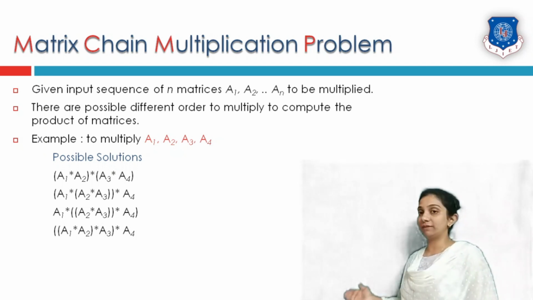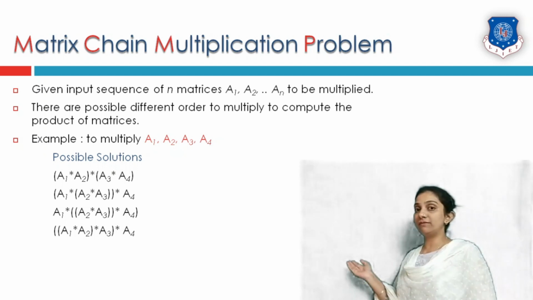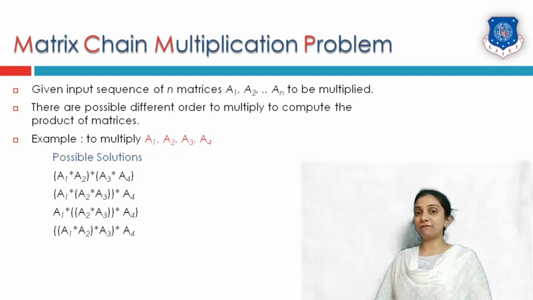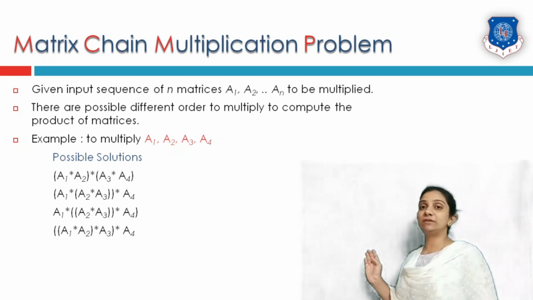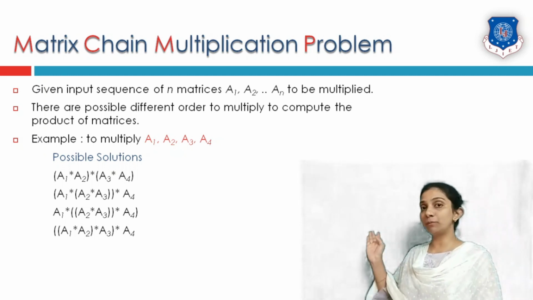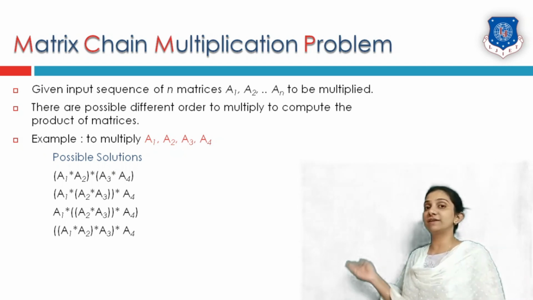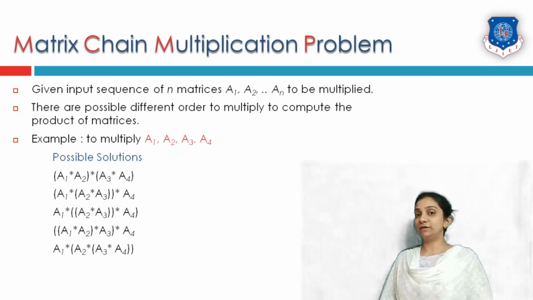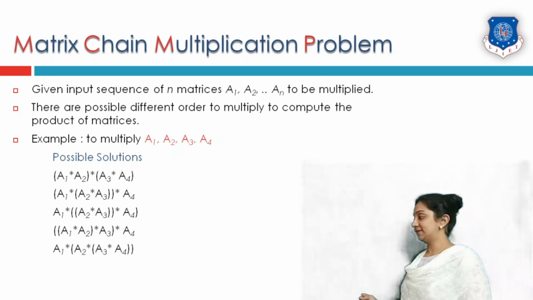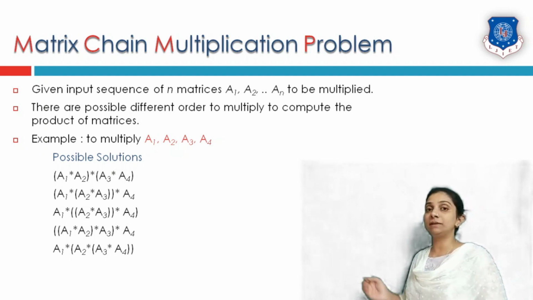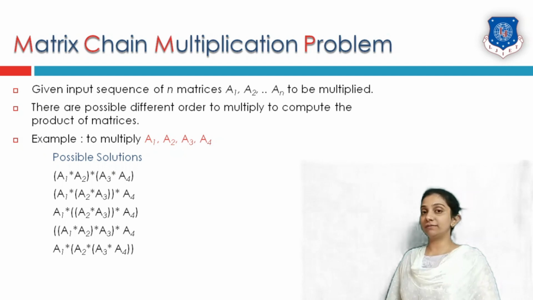Or I can do another thing also. That means A1 can multiply with A2, their result can be multiplied with A3, and the result can be multiplied with A4. So for any given series of matrices, if I want to compute their product, there do exist different orders in which I can multiply. Here is one more example: I can start multiplying from the last also. It is also possible that A3 can be multiplied with A4, and their result is multiplied with A2, and their result is multiplied with A1.